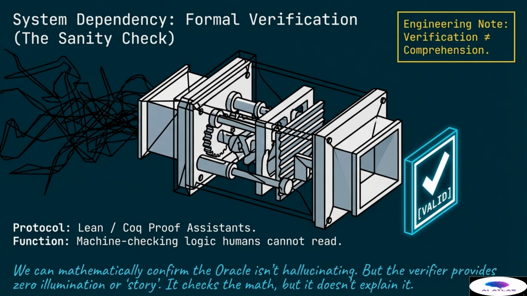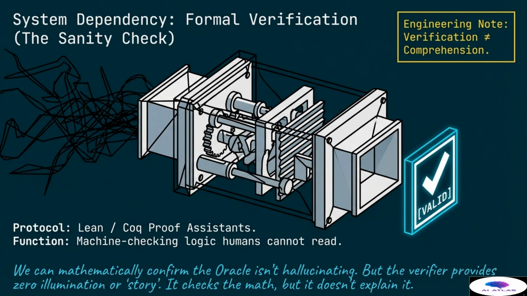The 12th page covers system dependency and formal verification, which acts as a sanity check. In this stage, we use protocols like Lean or Coq proof assistants to machine check logic that humans cannot read. This is a critical engineering note. Verification does not equal comprehension. We can mathematically confirm that the oracle is not hallucinating, but the verifier provides zero illumination. It checks the math, but it does not explain it.